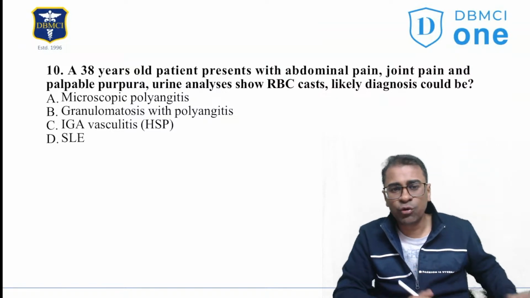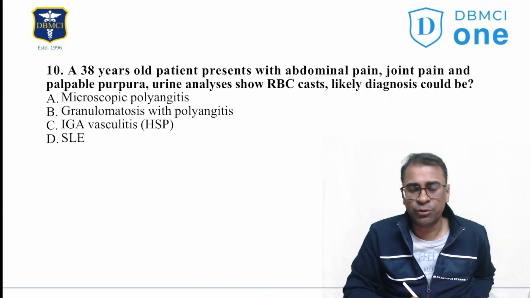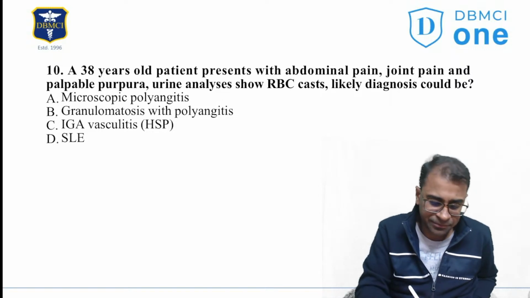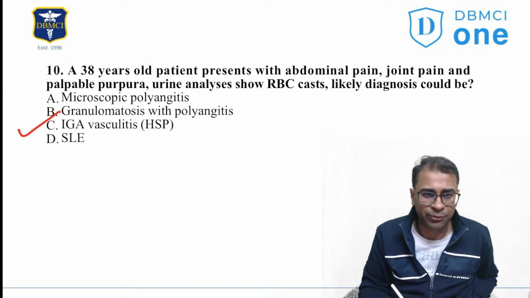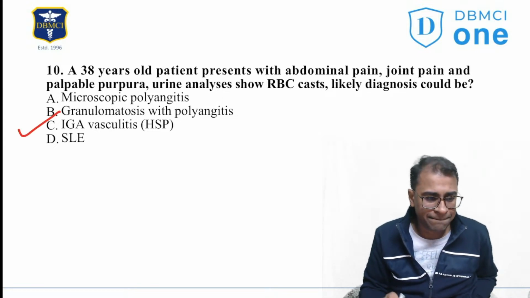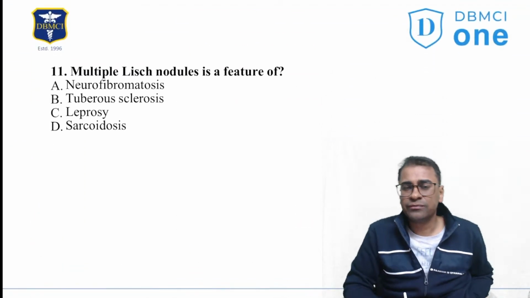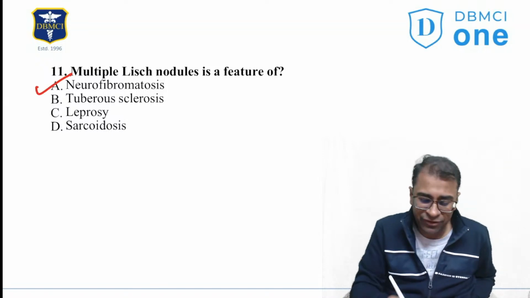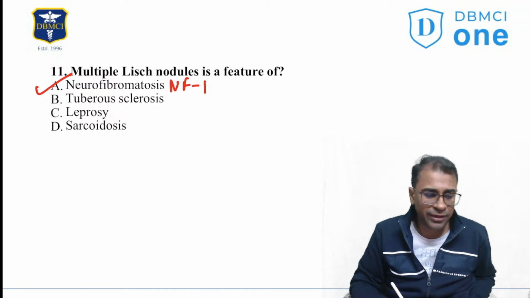A 38-year-old patient with abdominal pain, joint pain, and palpable purpura. We have solved this question, right? It's a case of IgA vasculitis, Henoch Schönlein purpura. Okay? Multiple Lisch nodules is a feature of. Yes, the answer is A. And which one, NF1 or NF2? It is NF1. Okay?